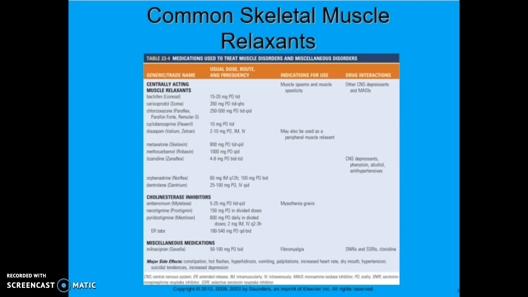Here we have table 23.4, medications used to treat the muscle disorders and miscellaneous disorders. So I want you to take a closer look in your book. You can see that better there. All skeletal muscle relaxants have some effectiveness. So I'm going to ask you, what types of medications are used to treat local muscle spasms? And the correct answer is centrally acting muscle relaxants, or NSAIDs.